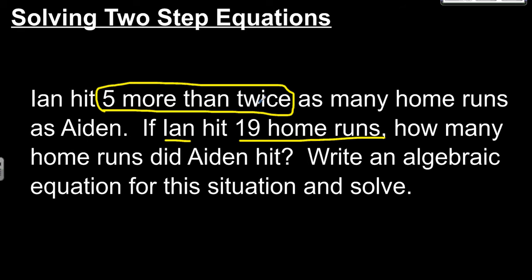Now, Ian hit 5 more than twice as many. So this tells us, if these are both describing how many Ian hit, then we would put both of these on separate sides of the equal sign. This is how many Ian hit, 19. And then it says Ian hit 5 more than twice as many home runs as Aiden.